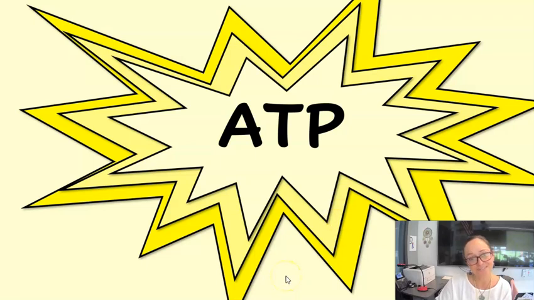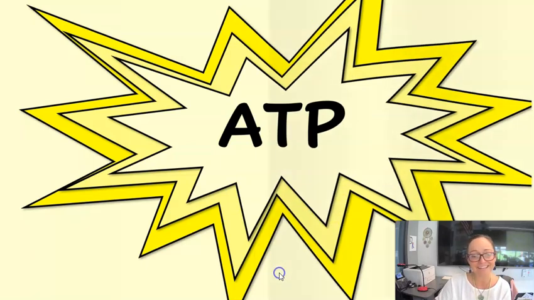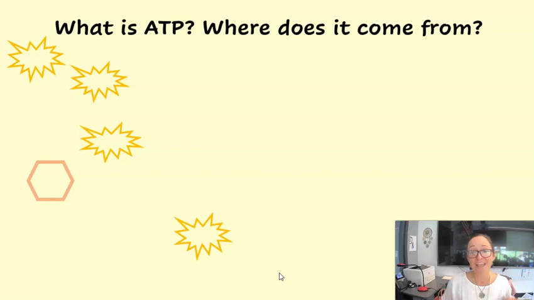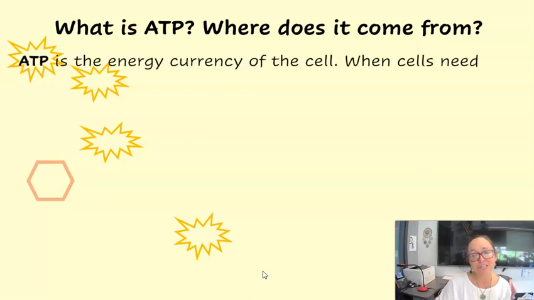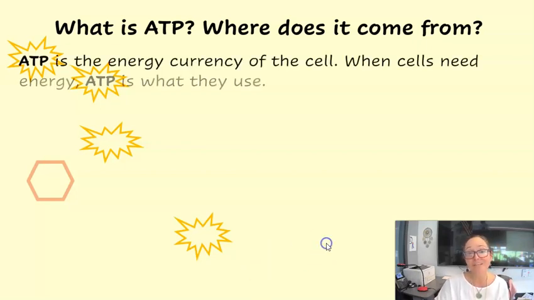Okay, so this video is about ATP, and let's get started. ATP is the energy currency for the cell. When we say that cells need energy, ATP is what they're going to use.